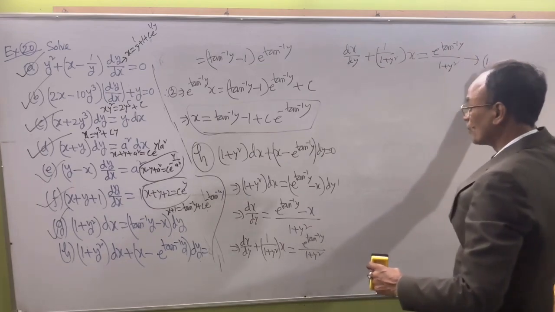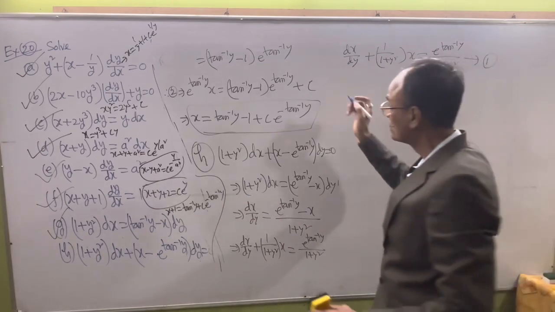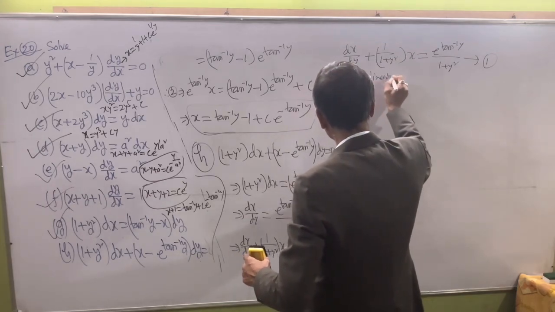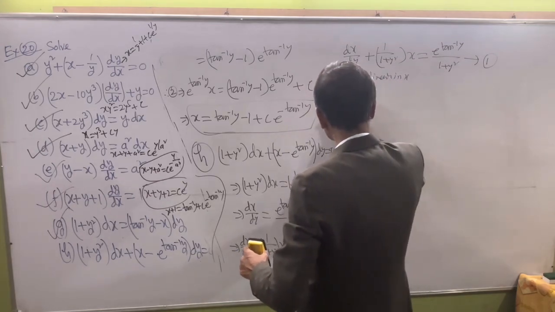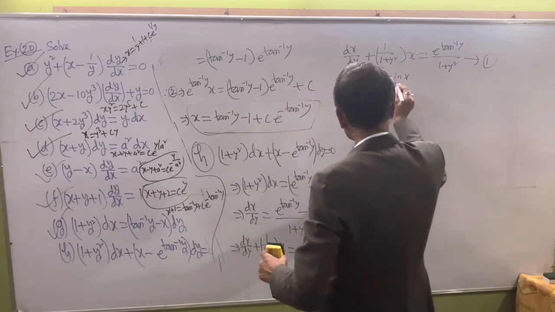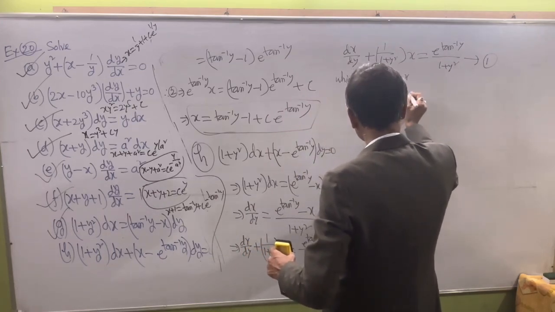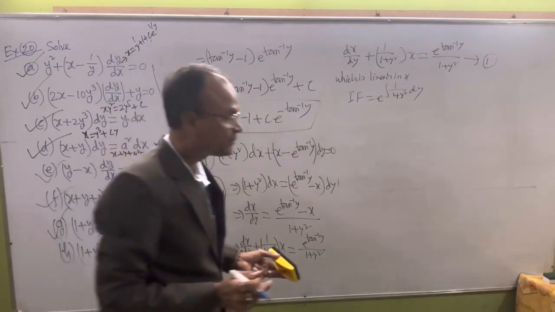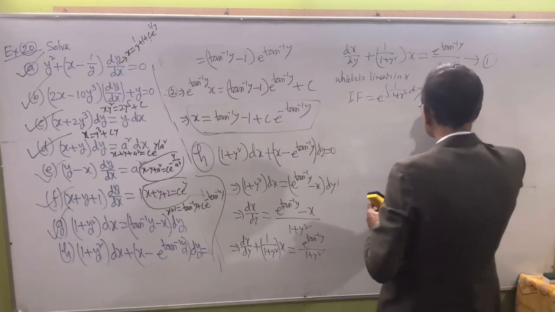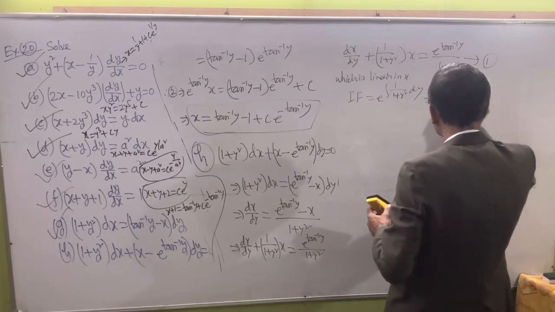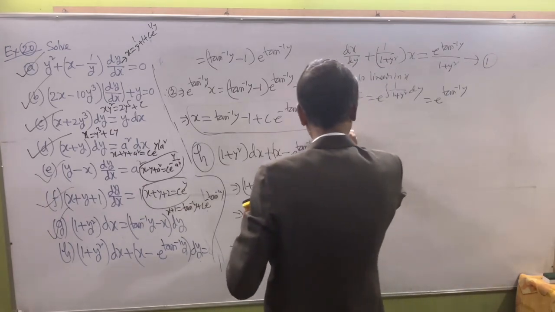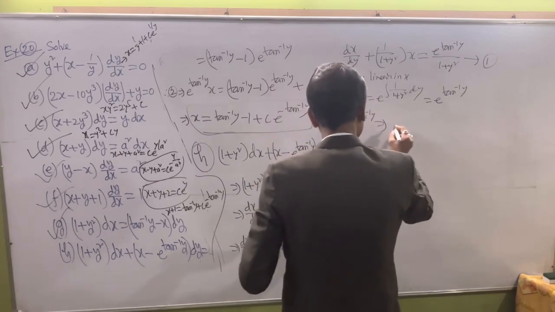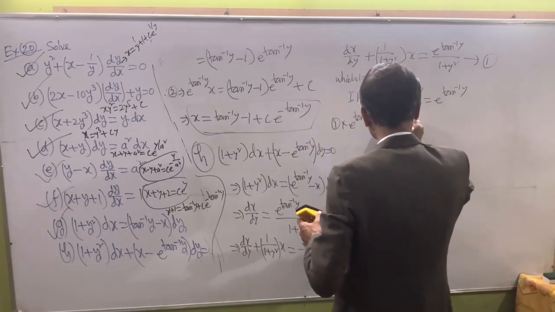Suppose this is number 1. It is linear in x. What will be the integrating factor? E to the power integral p dy, which is e to the power integral 1 by 1 plus y square dy. This is equal to e to the power tan inverse y. Multiply 1 by e to the power tan inverse y.